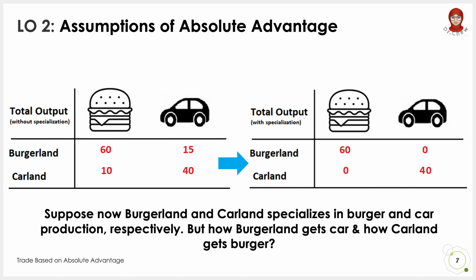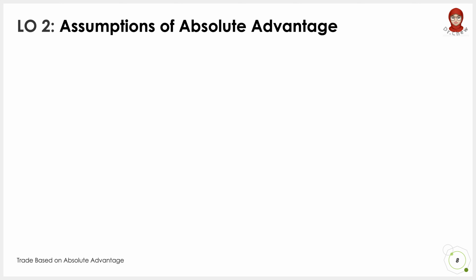But now, the main question is how does Burgerland get cars when it only produces burger? Same for Carland, how does it get burger when it only produces car? Does this mean that they only consume what they have? No. Both countries are able to get what they do not produce from the country that is producing the good. Simply said, Burgerland trades with Carland to get car and vice versa.